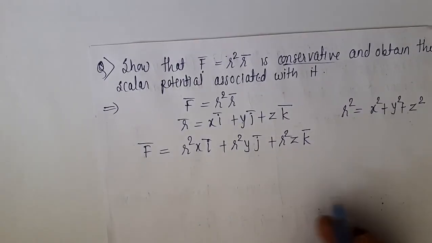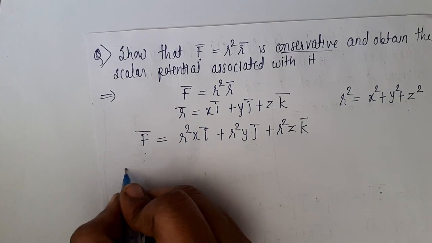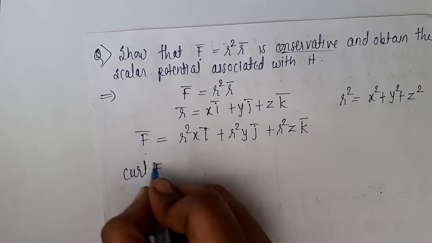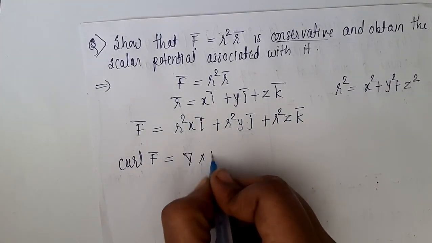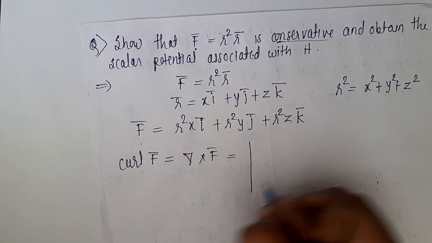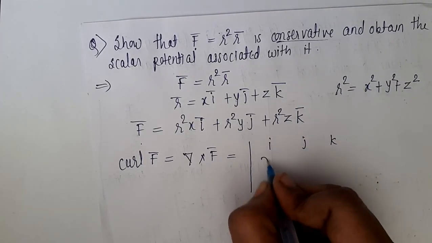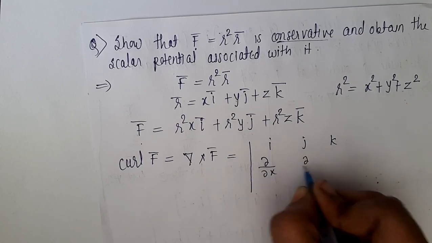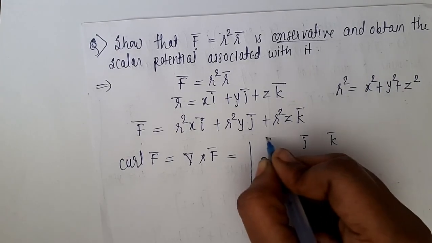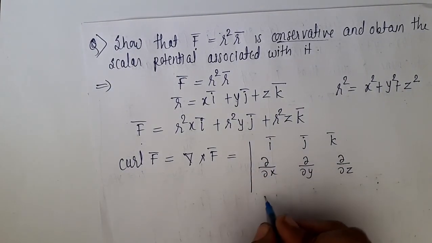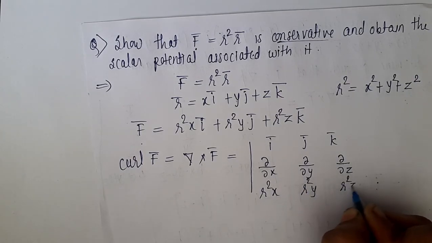Now first we want to check whether this F is irrotational or not. So we show that it is irrotational or not. First, curl of F is equal to del cross F. It is equal to the determinant with rows i j k, del by del x, del by del y and del by del z. Now what are the coefficients F1, F2, F3? They are r square into x, r square into y and r square into z.